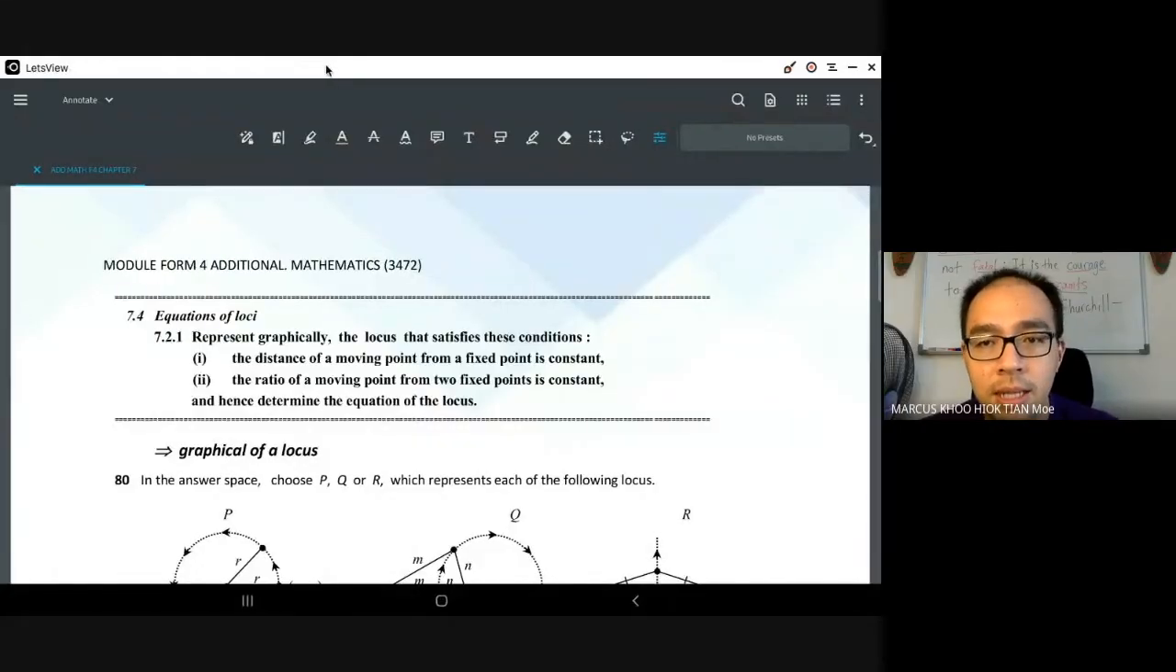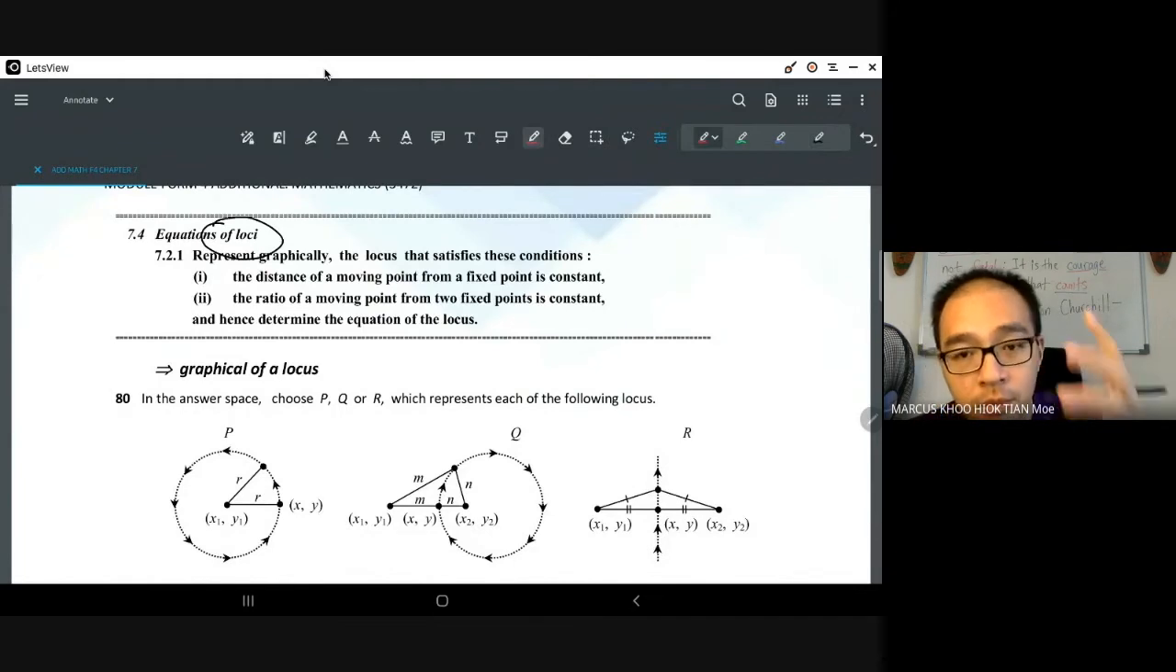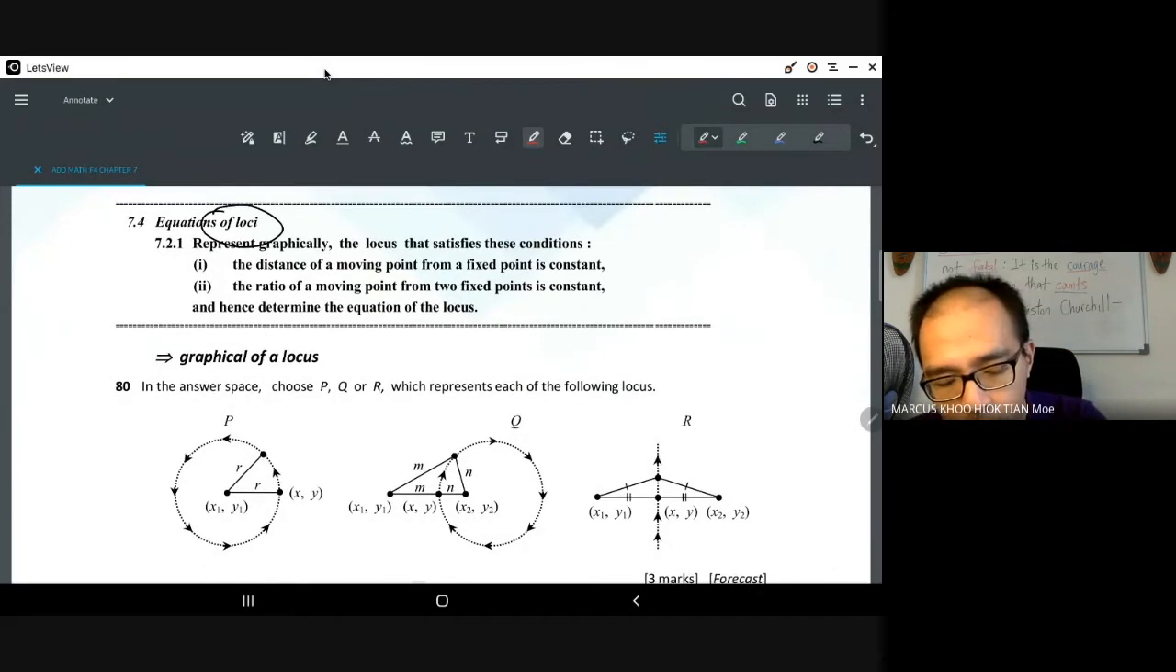Look at the final subtopic. This whole week now, we're going to look at the final subtopic, which is the equations of loci. Okay, loci is the plural word for the word locus.